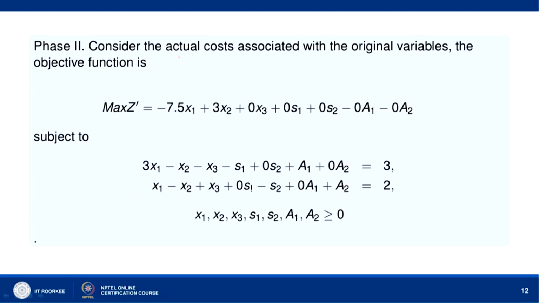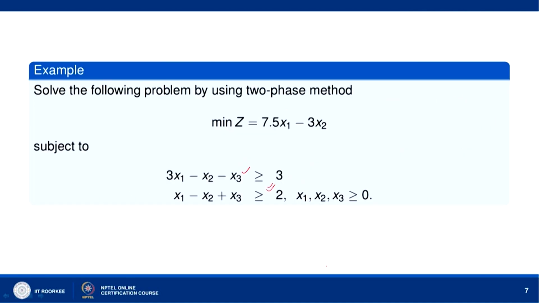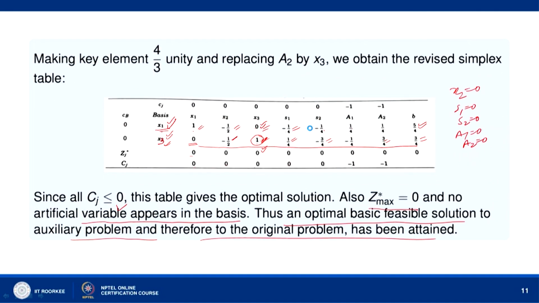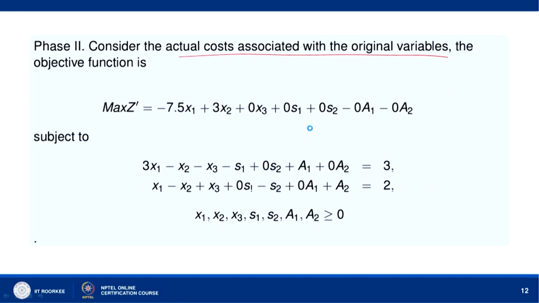In phase 2, consider the actual cost associated with the original variables, and the objective function is then maximum of Z dash. Now Z dash is minus Z, because we have the problem of minimization. So Z dash is minus of Z, minus of 7.5 x1 plus 3 x2 we consider. So maximum value of minus Z we take.